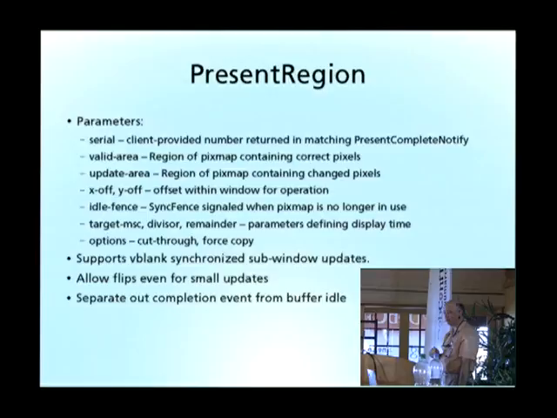Then there's an idle fence, so it's one of those sync fences I talked about. When the pixmap is no longer in use, the idle fence gets signaled, and you go. Then there's this three-parameter disaster for the GL extension that lets you tell what frame to present at. And then I'm going to have a set of Boolean operations that say whether you want the tearing option or whether you want to force it to copy in case the application isn't ready to deal with flips. It'll support vblank synchronized subwindow updates, which is kind of cool.